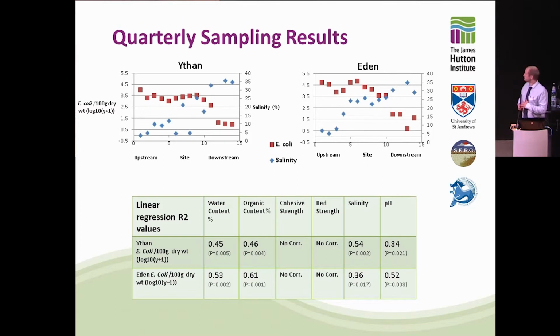The table at the bottom is some quick linear regressions from some of the variables paired with the E. coli. You can see, so water content and organic content are the main drivers of E. coli distribution and abundance in the estuaries. And as Kate said before, the cohesive strength is a complicated issue.